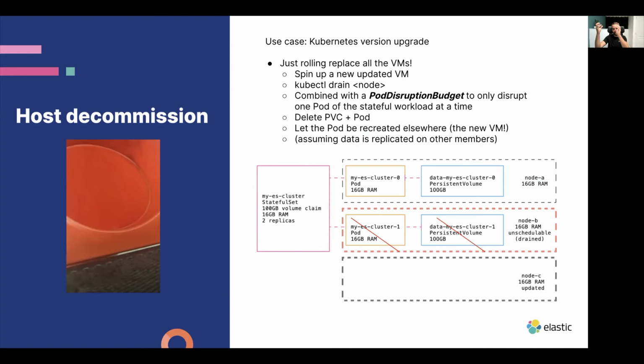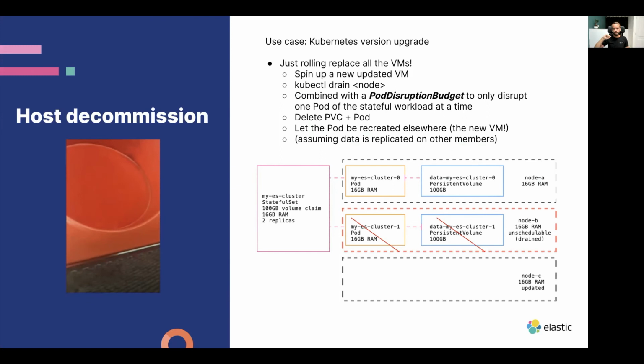So the way people usually do that is spin up that new VM, drain the node that you don't want anymore. Drain really translates to marking that node as unschedulable, so no new pod can be scheduled on it. It also translates to deleting all the pods that are living on that node, so that Kubernetes can reschedule those pods elsewhere.